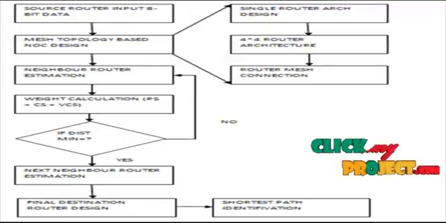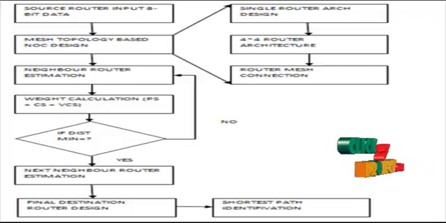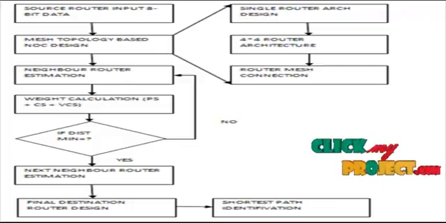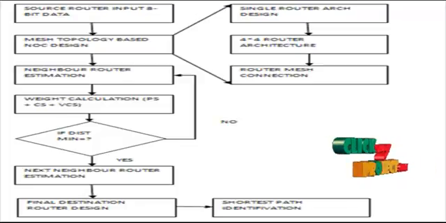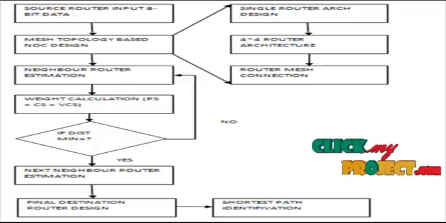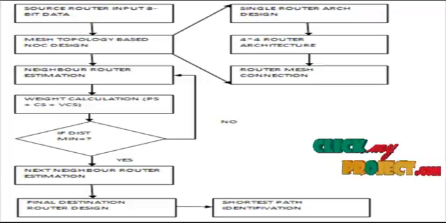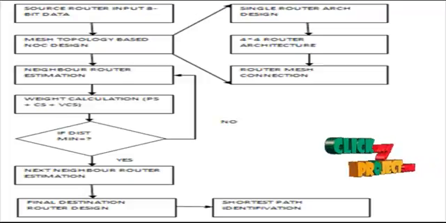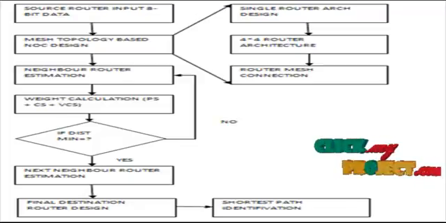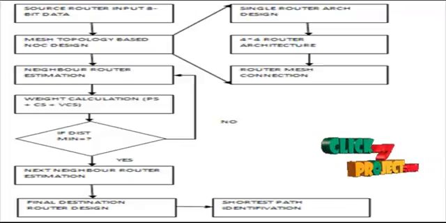The source router inputs 8-bit data to be applied to the mesh topology based NoC architecture design. This design consists of 16 routers. Each router has a single router architecture design, and the mesh topology connection is applied across the overall NoC architecture. A single router consists of master and slave based router memory, the network interface, and the switch and selection logic.